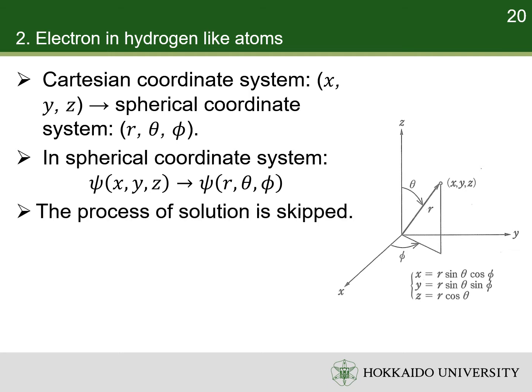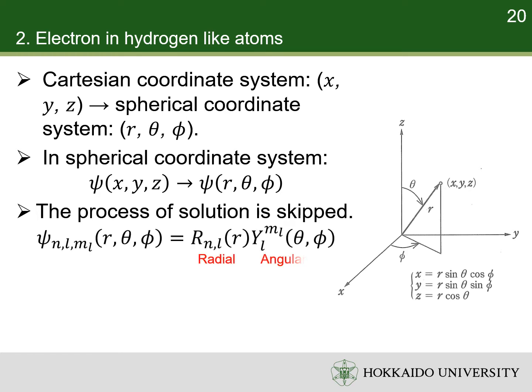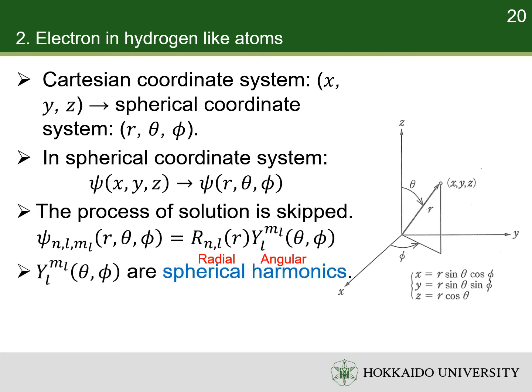Here, I skip the process of the solution of the Schrödinger equation. The resulting wave function is the product of the radial function R and the angular function Y. The angular functions are spherical harmonics. n, l, and ml are quantum numbers. We can use them to denote a state.